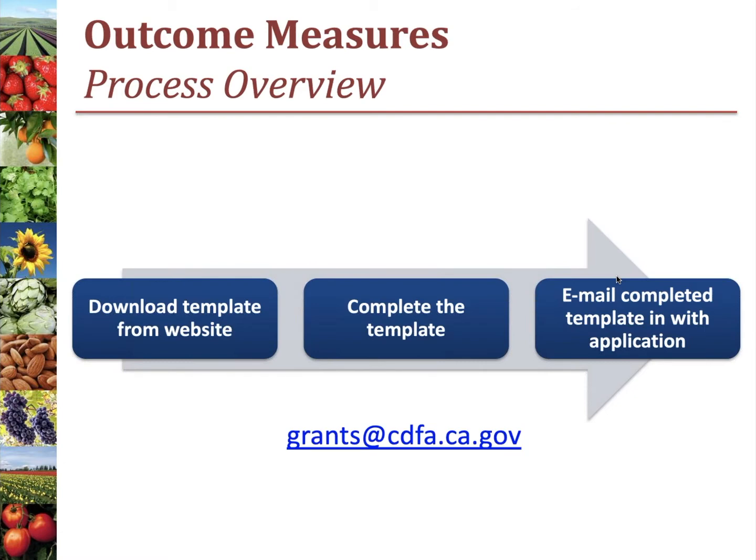To complete the outcome measures template, first download the template to your computer from the SCBGP website, and a link to the template is also available in the RFP. Complete the template and email the template to grants@cdfa.ca.gov with the application and budget template. Please note that the outcome measures template must not be modified and should not be converted to any other file type, such as a PDF.